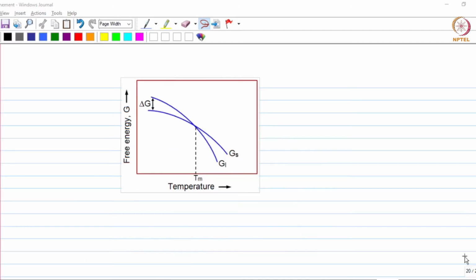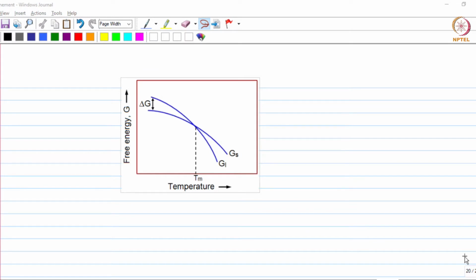Hello everyone and welcome back once again. So we have been discussing homogeneous and heterogeneous nucleation in relation to grain refinement during solidification. We will continue on this topic in this lecture today and learn about the other aspects of melt inoculation.